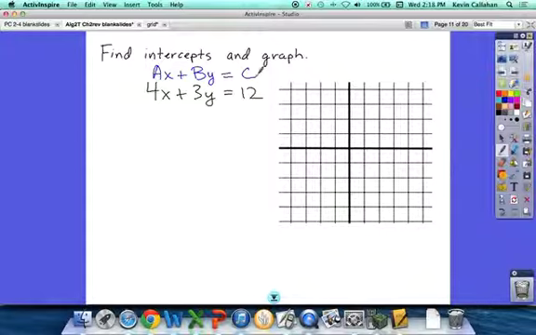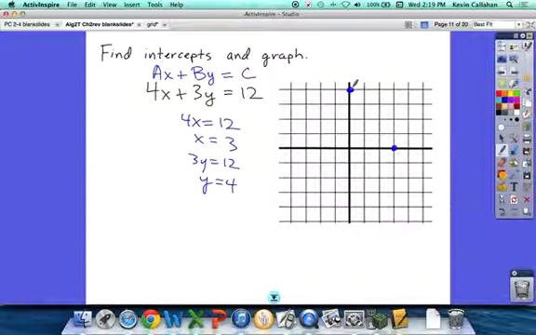Because it's in this form, it's very easy to say, for the x-intercept, cover up the y term, and what's left? 4x equals 12. X equals 3. Okay, for the y-intercept, cover up the x term. 3y equals 12, y equals 4. Okay, so those are your intercepts, right? At x equals 3 and at y equals 4, right?